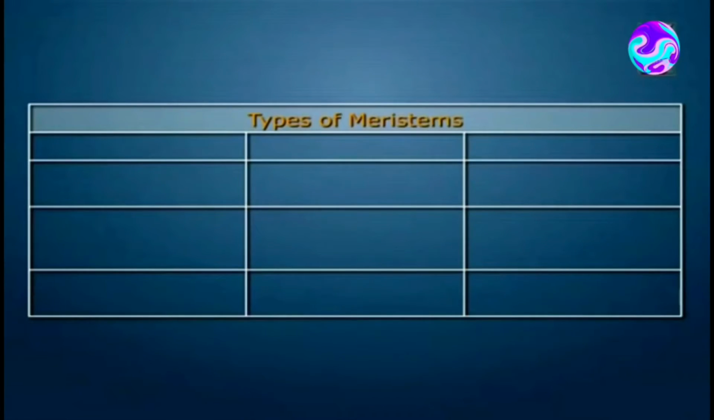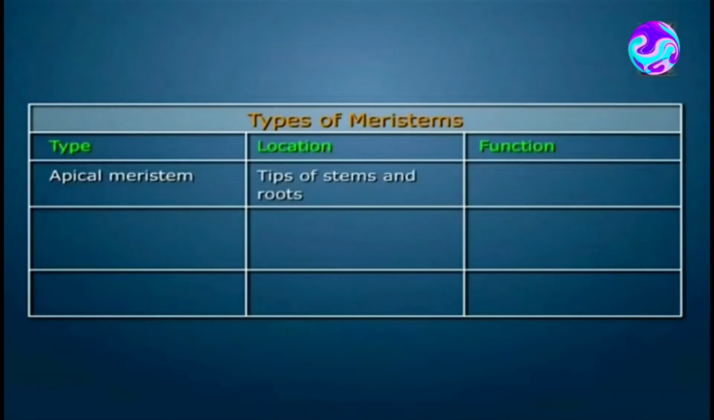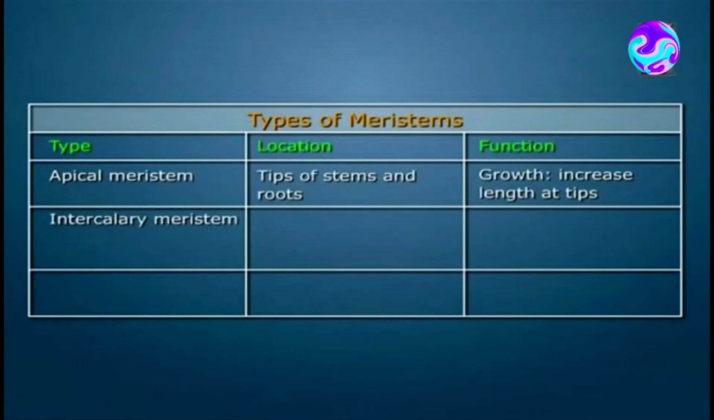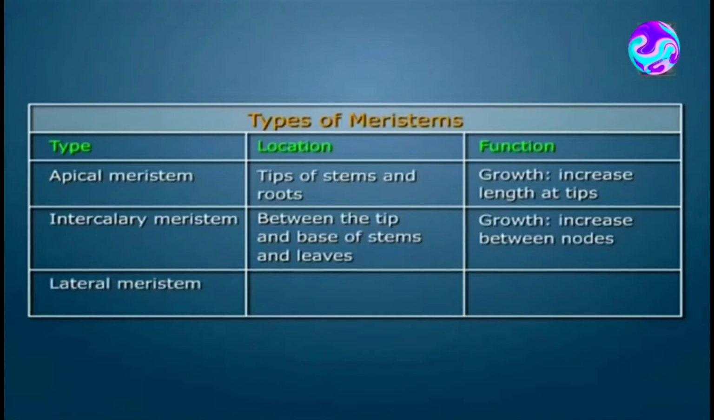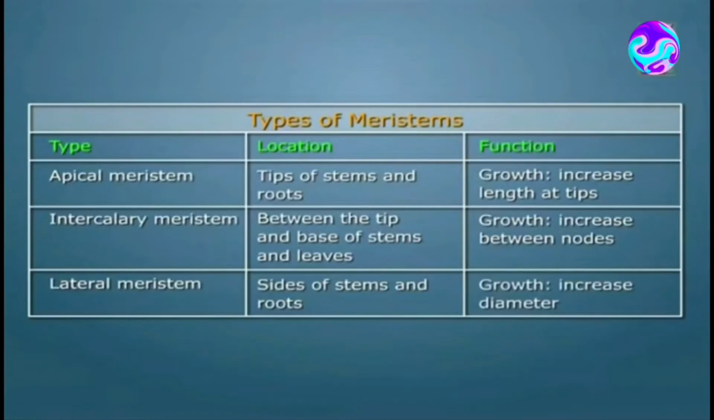Now let's classify the meristematic tissue into the following types. The types are on the basis of location and function. First is apical meristem. They are found at the tips of the stems and the root, and the function is growth, which increases the length at the tips. Now intercalary meristem. They are found between the tip and the base of stem and leaves. The function is that growth increases between the nodes. The last is lateral meristem, and they are present at the sides of stems and the roots, and the function is growth, they increase the diameter.